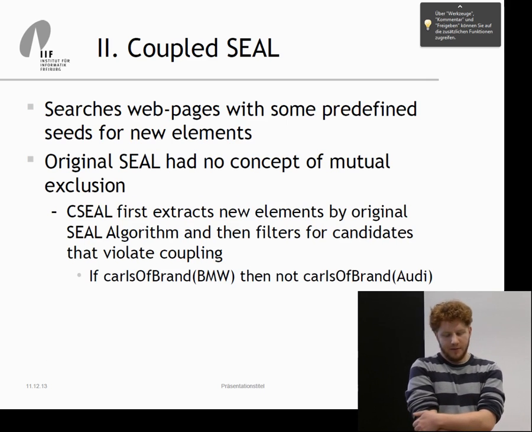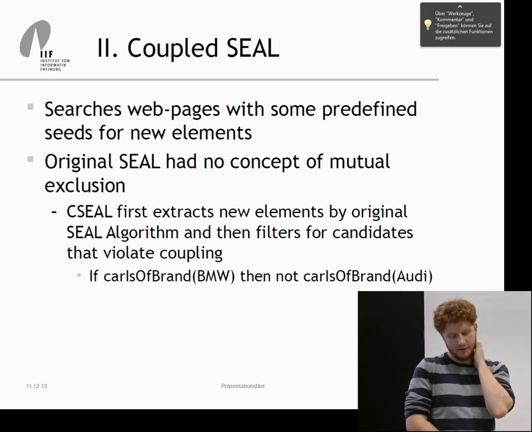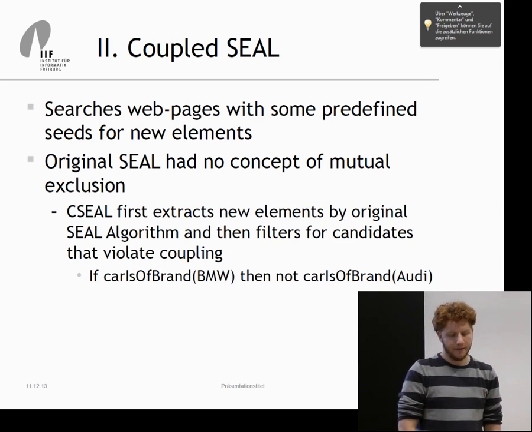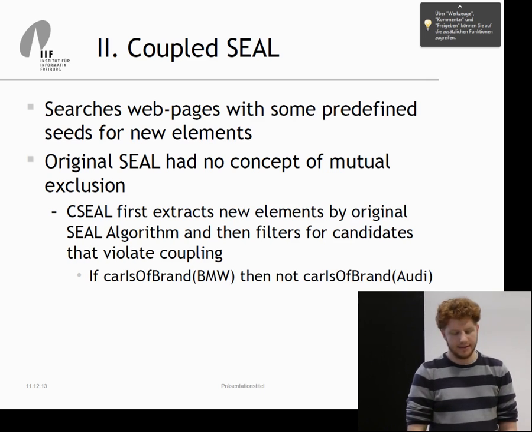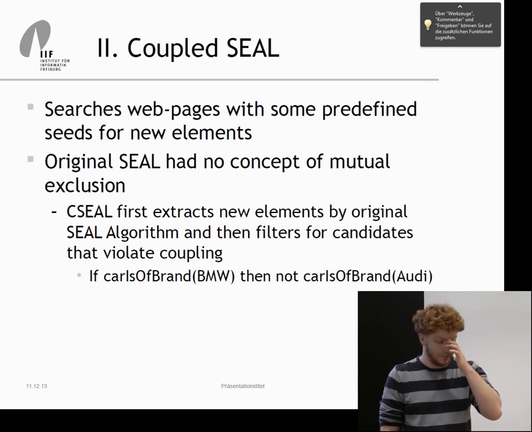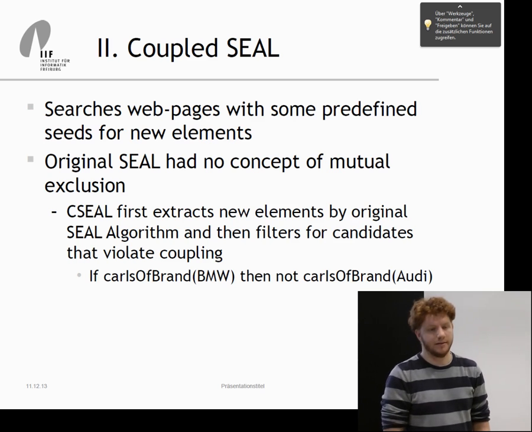Coupled SEAL searches the web pages with some predefined searches for web pages with some facts, and for this, in the first iteration, we predefine some seeds, and afterwards we use seeds we get from the knowledge base from earlier iterations. The original algorithm was SEAL, which had no concept of mutual exclusion. And C-SEAL, also Coupled SEAL, first extracts new elements with this original algorithm and then filters the candidates that violate coupling. So if a car is from brand BMW, then the car can't be of brand Audi.